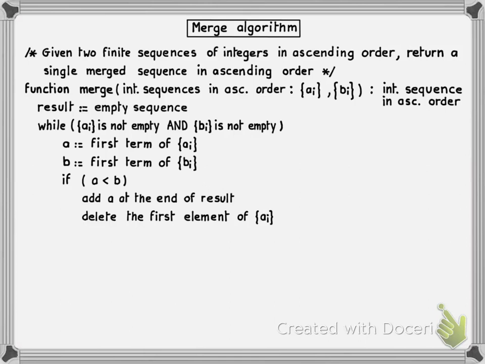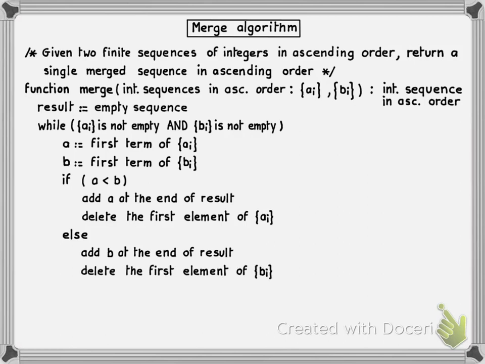Now what happens if A is not smaller than B? Well, if A is greater than B, then clearly B, the first term in B sub i, is the smallest element that we want to add to result. So in this case, we're going to add B at the end of result, and we're going to delete it from B sub i. Now notice what happens when A and B are equal. We also go through the else case. So in case of a tie between A and B, the first element of the second sequence is taken out of it and added to result.